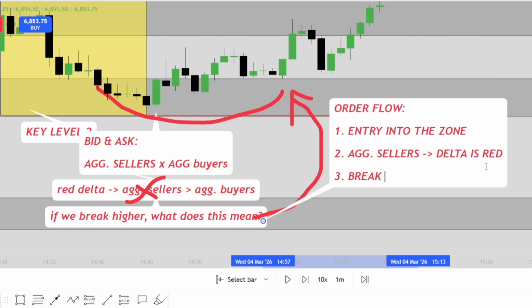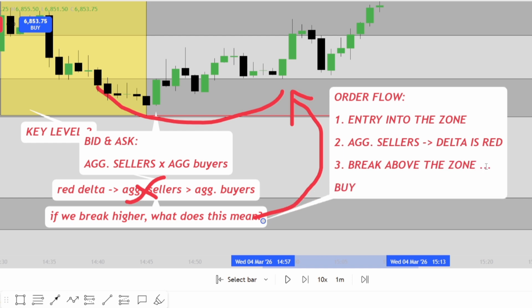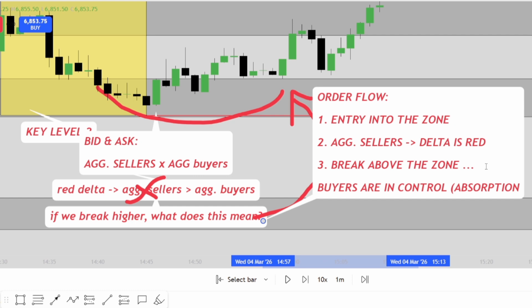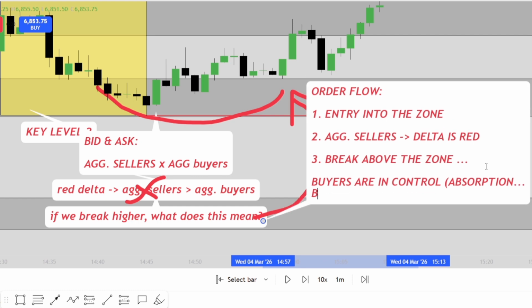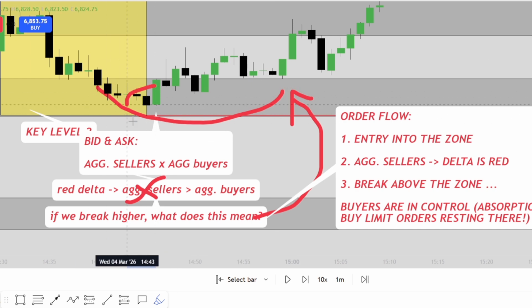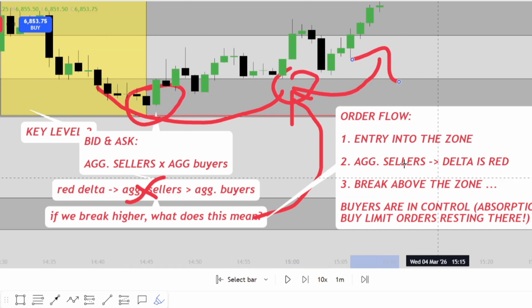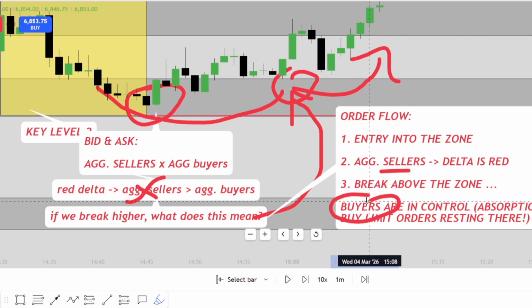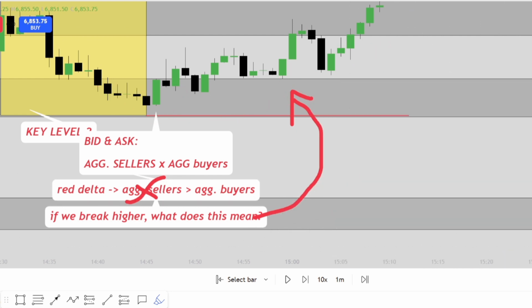When we see a break above the zone, what does this mean? It means that buyers are in control. The reason buyers are in control is because there is an absorption. When there's an absorption, it just means that there are buy limit orders resting there. So this is a demand zone by definition, because the sellers failed, which means there is an absorption of the sellers, which means that buyers are in control. Buyers won the auction there. This is basically how order flow works.